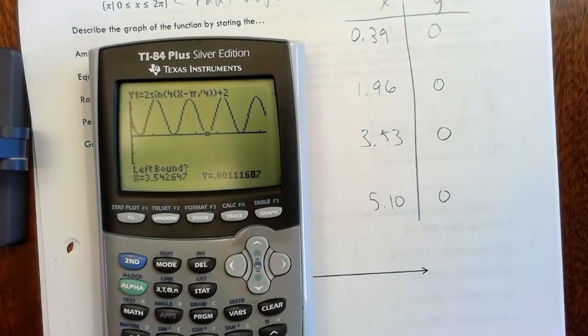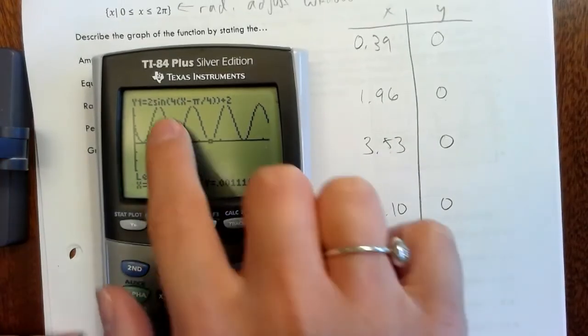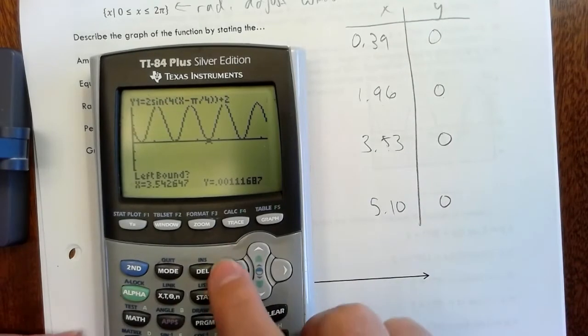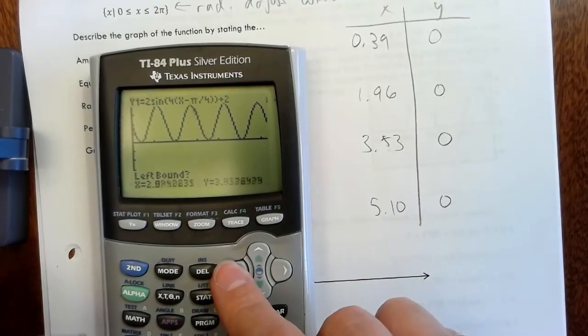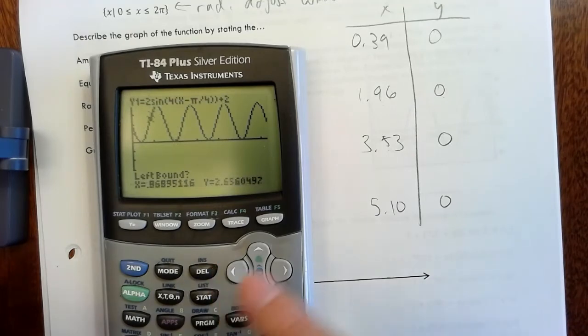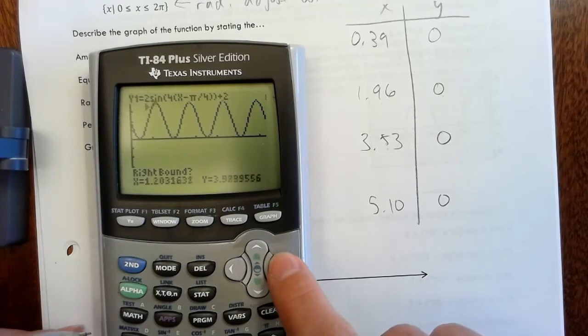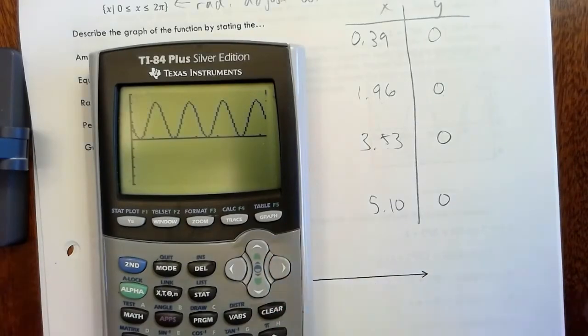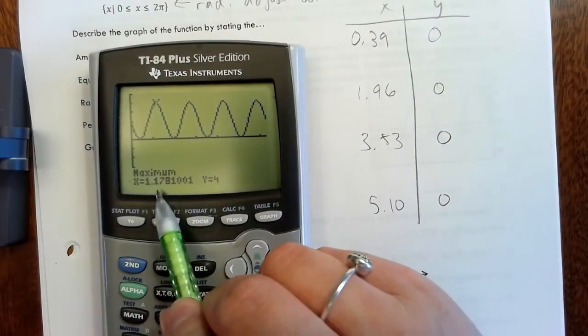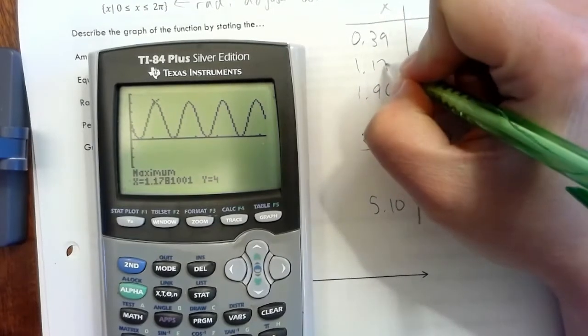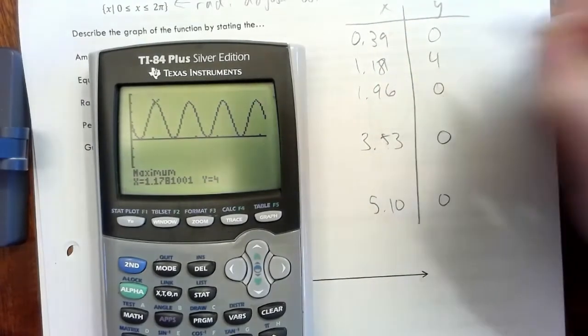So we're finding the maximum. It asked me for left bound. I'm going to find that one up there. So I'm just going to move until I'm on the left-hand side of it. Okay, now I'm firmly on the left. Hit enter. Go to the right. Hit enter. Alright. 1.18 and y equals 4.